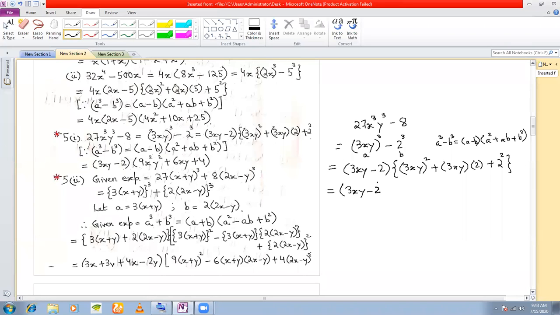3xy minus 2 into 9x square y square plus 6xy plus 4. Okay, so this has been factorized into two factors. Okay, so these were very simple applications. Let us look at a more sophisticated sum.